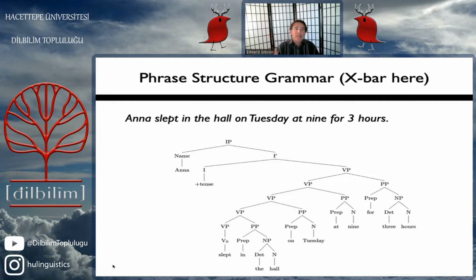It's like there's a phrase structure of a simple sentence with a lot of modifiers in English: Anna slept in the hall on Tuesday at 9 for 3 hours. This is an X-bar phrase structure with a lot of adjunction. There are different frameworks, different ways of doing phrase structure. This is one way to do it in the 80s, maybe 90s, 20 to 30 years ago, maybe the 70s as well, for a long time.